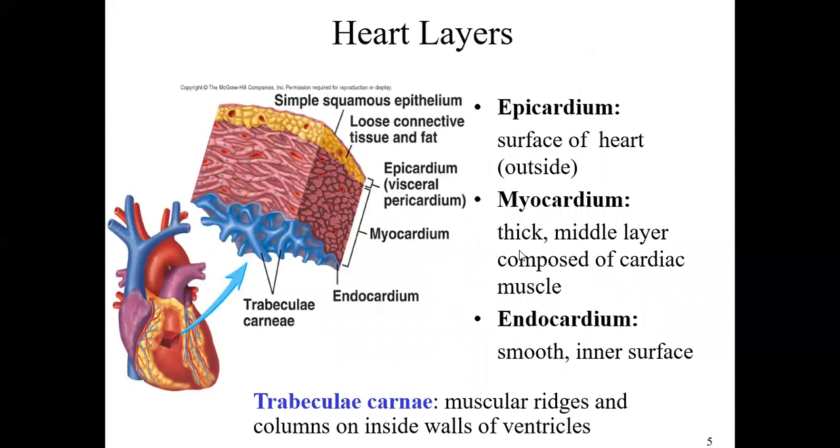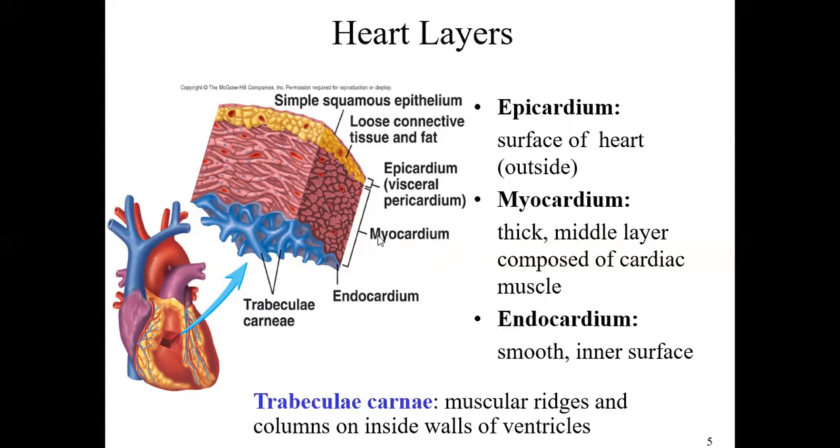Now that we've established that, let's look at the layers of the heart. If you were to do a cross section and pull up a section of the heart, you would start with the outermost layer, that serous membrane we just talked about. Remember, that's the epicardium, which is the same thing as the visceral pericardium. So you have that layer of serous membrane on the outside. Then you have the muscle layer, the myocardium.